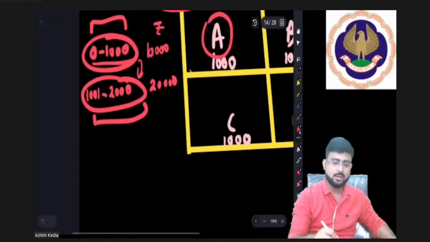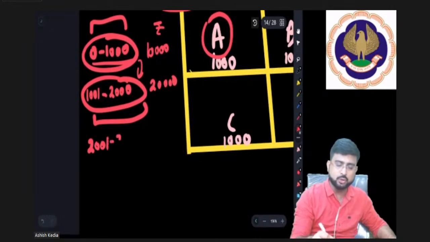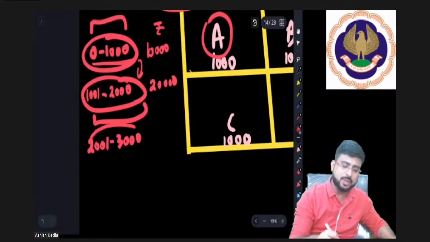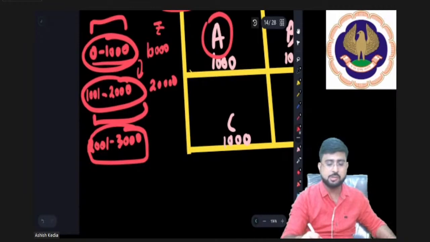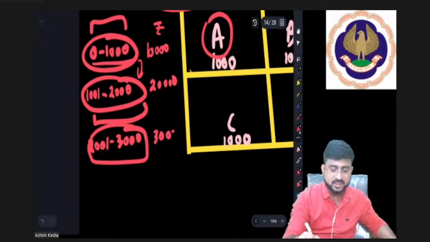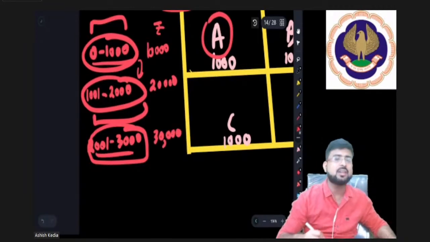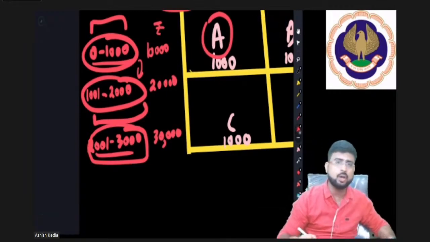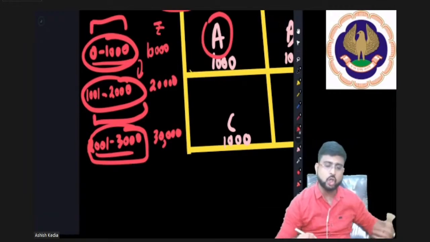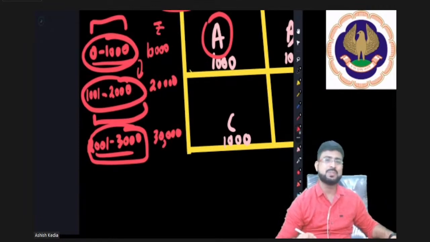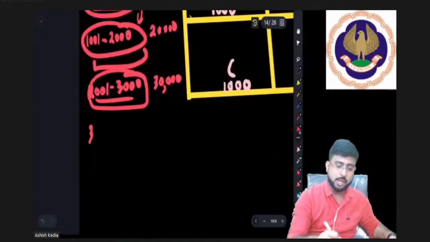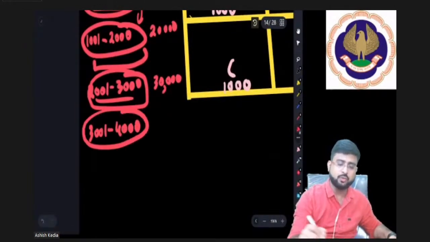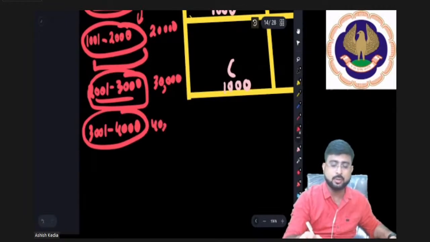Similarly, if you need 2001 to 3000 units, how many watchmen will you need? 3. So the cost will be 30,000. Within this level, whatever the number of units you hold, it will be 3 watchmen, so the cost is fixed at 30,000. Similarly, anywhere between 3001 to 4000 units, you will need 4 watchmen, and the total cost will be 40,000.